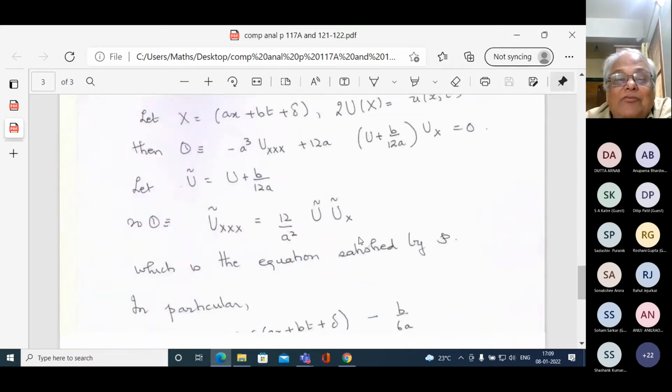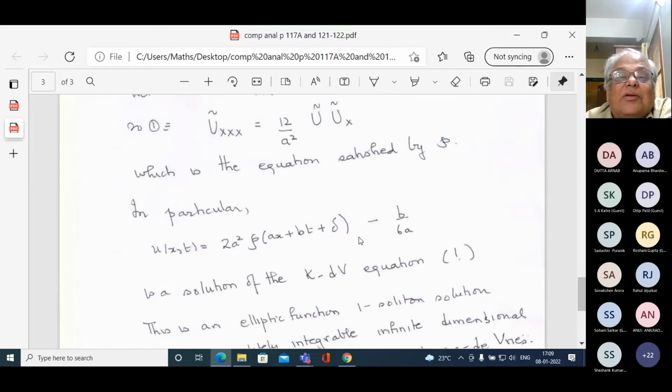Okay, and therefore I will get that a solution of the KdV equation is given by the Weierstrass's P function evaluated at this term, and then when you unravel what we have done just now, you'll get that u(x,t) is equal to 2a squared P(ax + bt; delta) minus b over 6a.